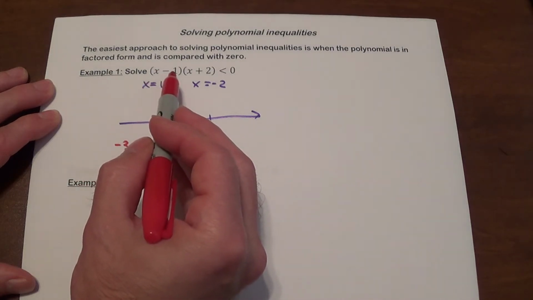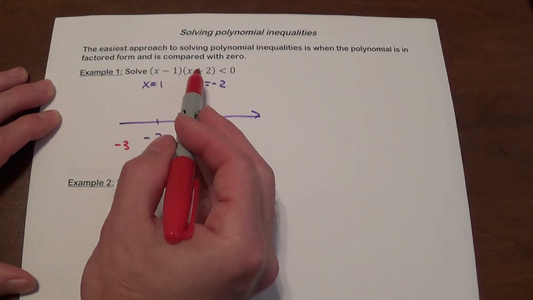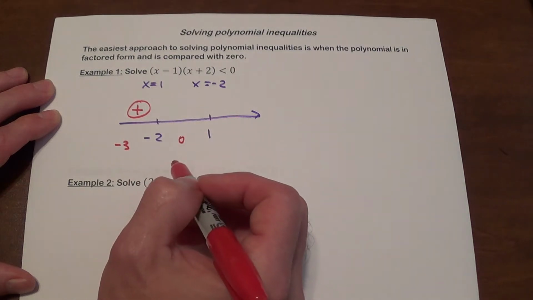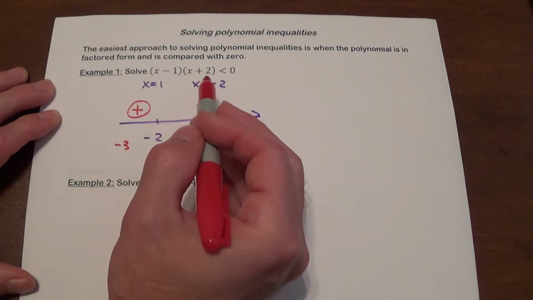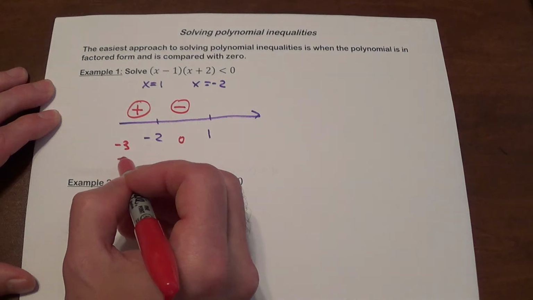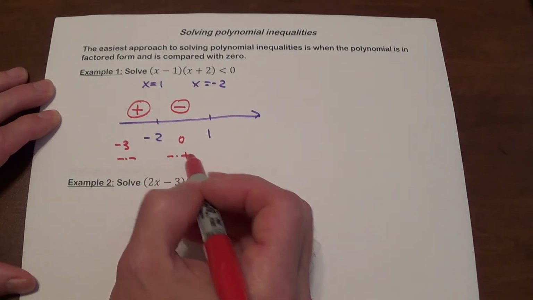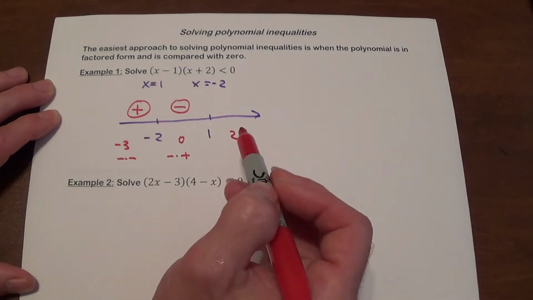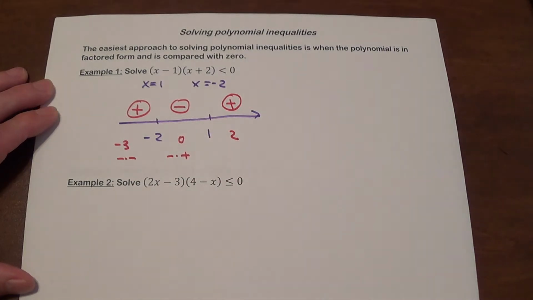-3 minus 1 is negative. -3 plus 2 is negative. Negative times negative gives you positive. Let's pick a number here, for example 0. 0 minus 1 is negative. 0 plus 2 is positive. Negative times positive is negative. So we have negative times negative here. We have negative times positive here. What happens here? Let's pick 2. 2 minus 1 is positive. 2 plus 2 is positive. Positive times positive makes it positive.